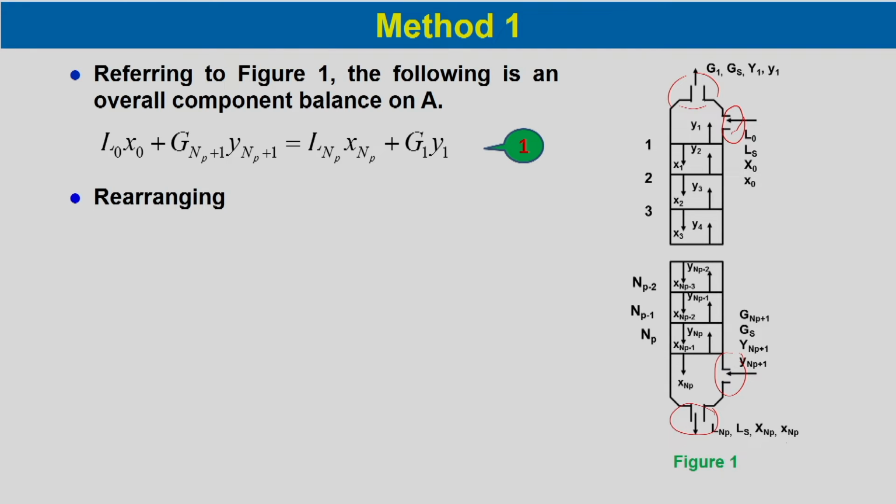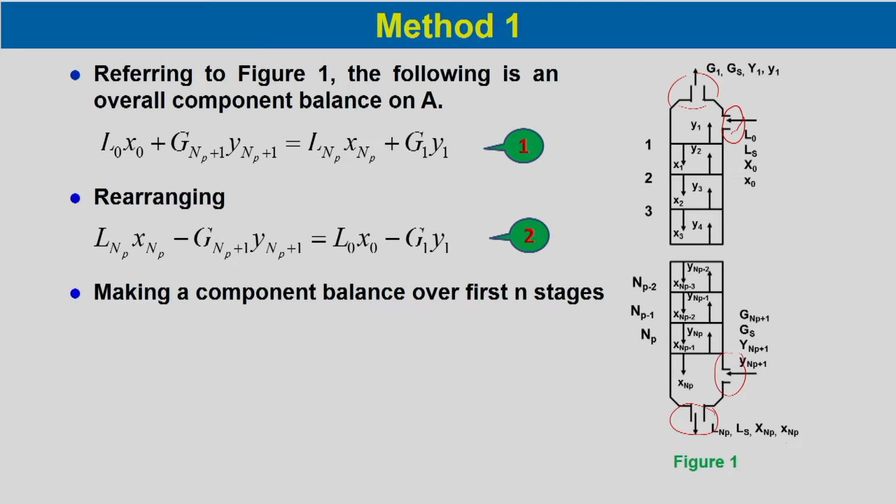Now, if we rearrange this equation, we will have L N P into X N P minus G N P plus 1 into Y N P plus 1 equal to L naught x naught minus G1 Y1. So, this is equation 2.